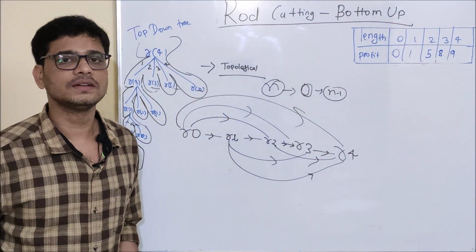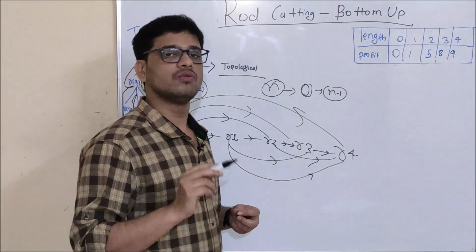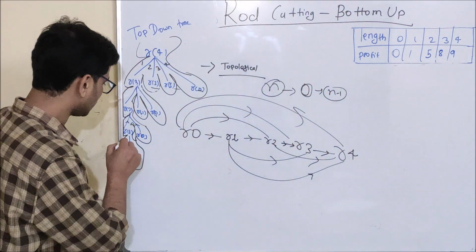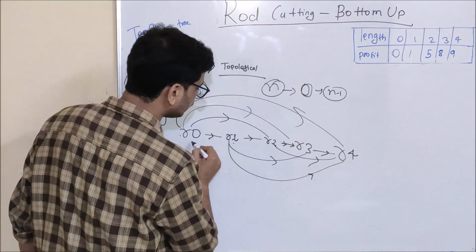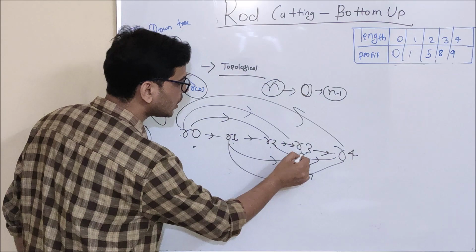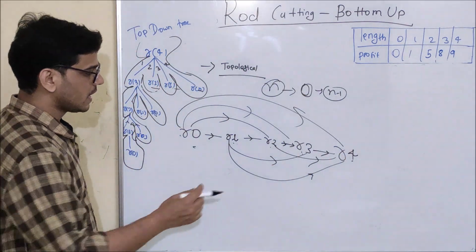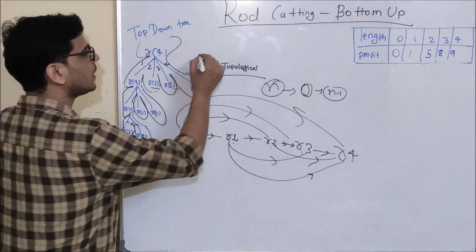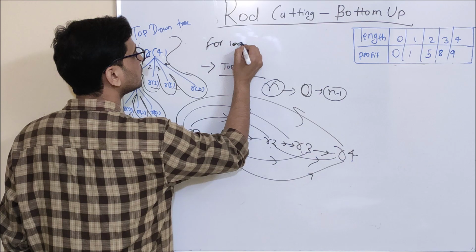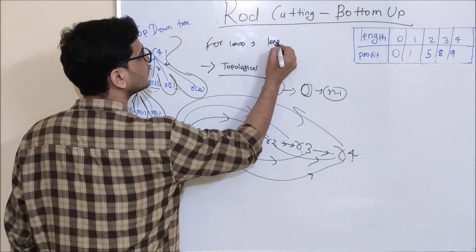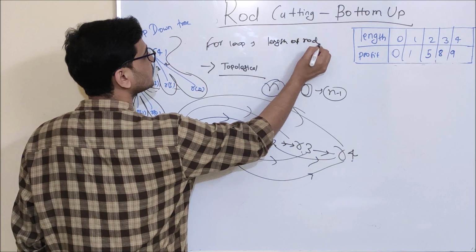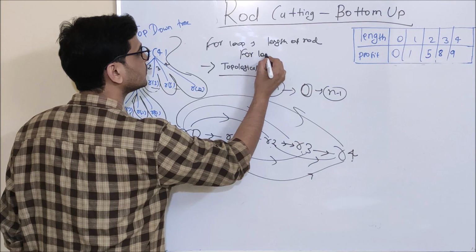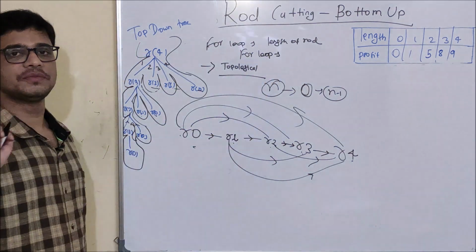So how can we do it? In the bottom-up version, we will use a for loop. And what kind of for loop will we use? See, here I am calculating R0, R1, R2, R3, and with the help of them I am calculating R4. And for R3 I am taking the help of R0, R1 and R2. So I will have one for loop to keep track of the length of the rod. And there will be another for loop inside it which will keep track of the cut I am giving.